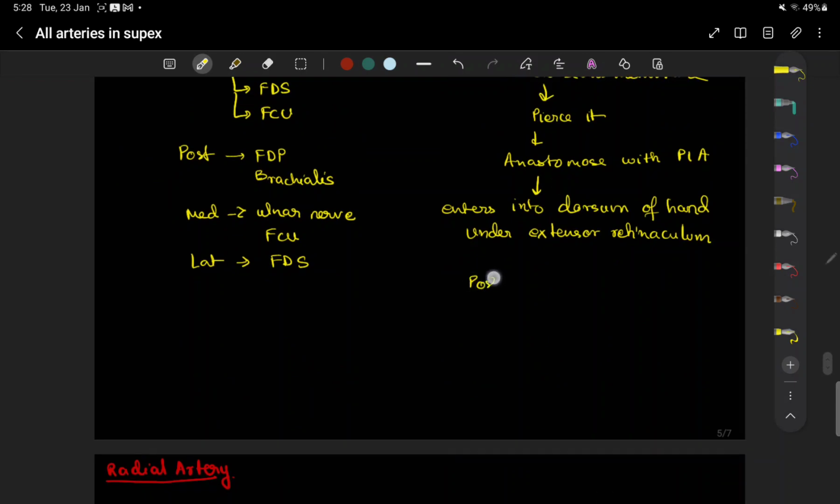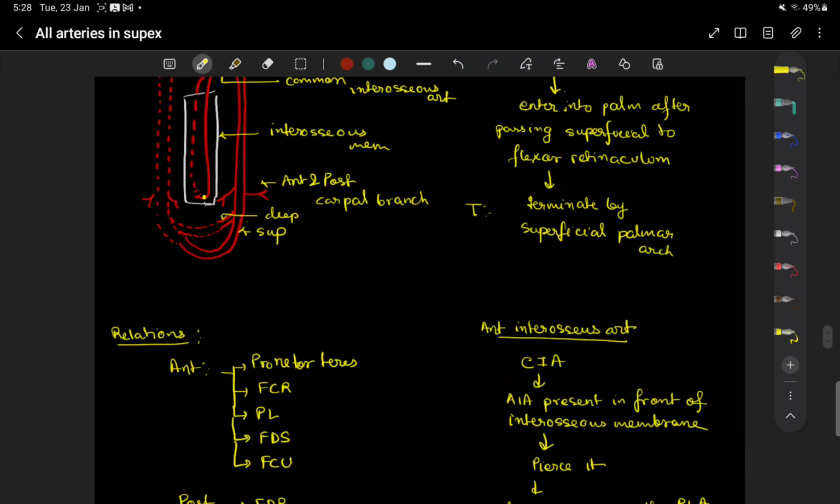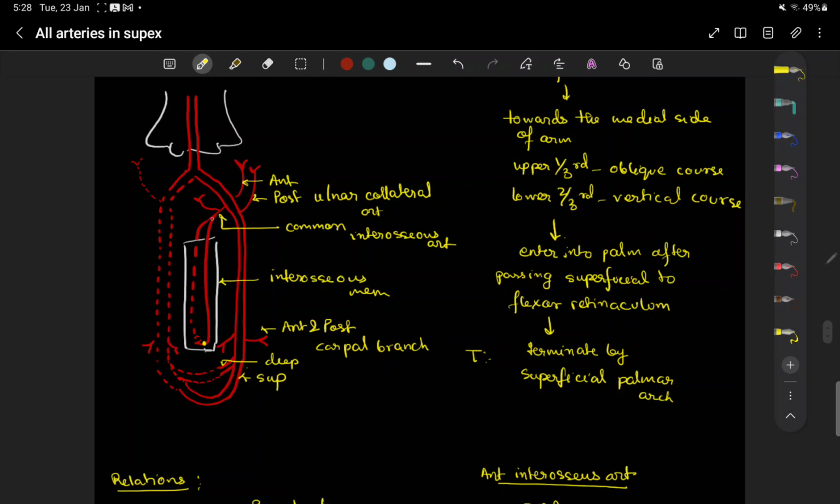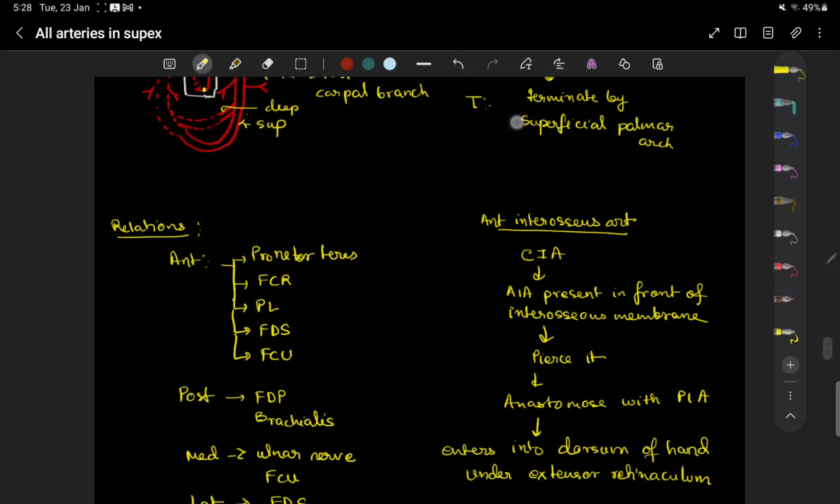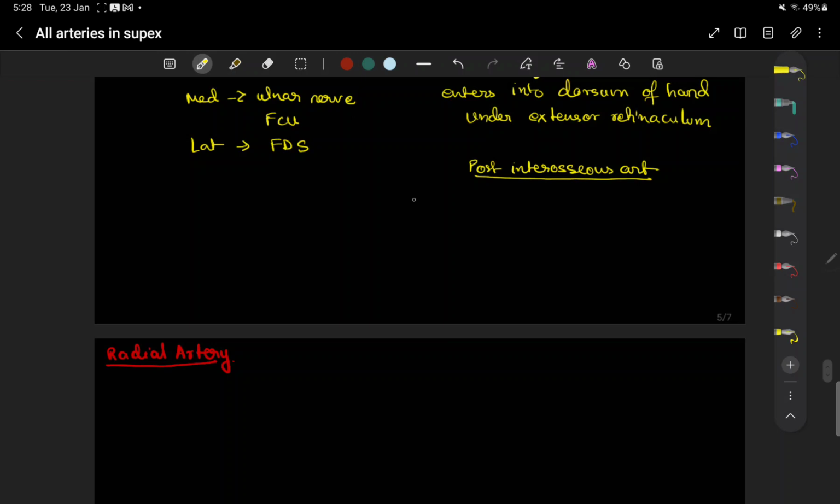Next we have the posterior interosseous artery. If we talk about the posterior interosseous artery, it enters into the back of the forearm. It is present behind the interosseous membrane. So it enters through that after passing between the oblique cord and the proximal border of the interosseous membrane. There is one cord present above, that is the oblique cord. Between the oblique cord and the proximal border of the interosseous membrane, it crosses and moves into the posterior portion of the forearm.